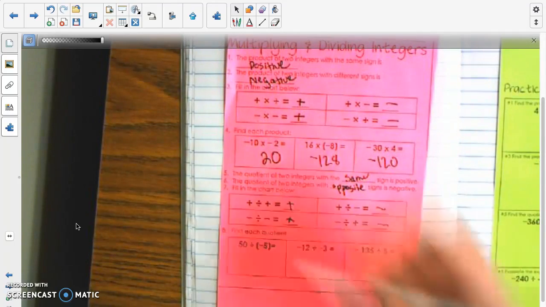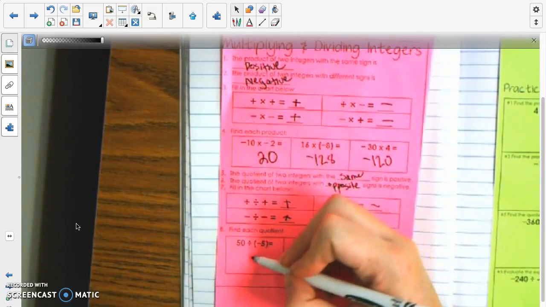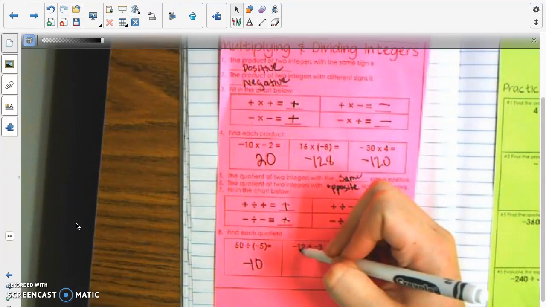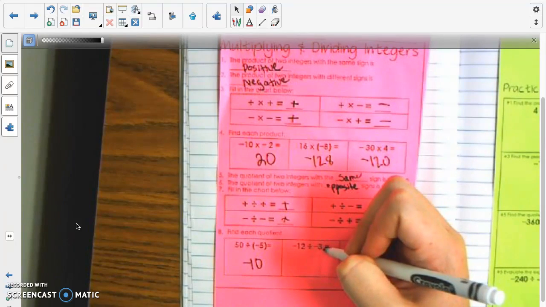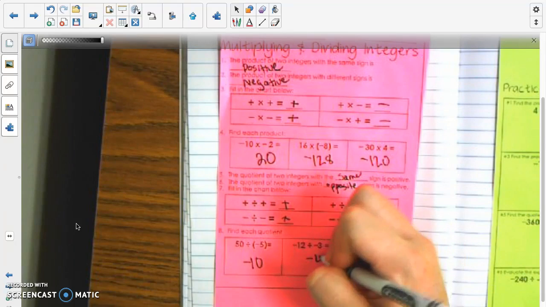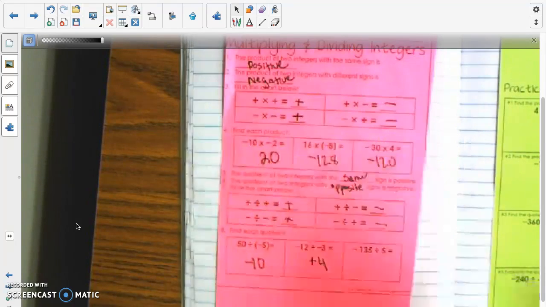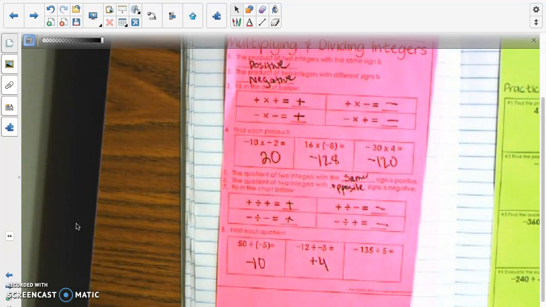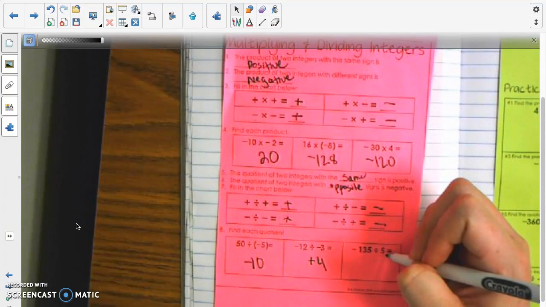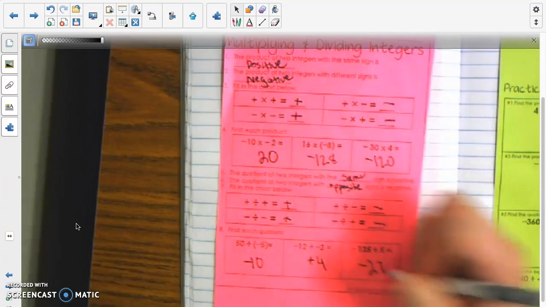So 50 broken up into 5 groups would be 10, but I have to do the opposite, so negative. Negative 12 broken up into 3 opposite groups. So negative 12 divided by 3 would be negative 4, but I have to do the opposite, so positive 4. Next one, we want to do negative 135 divided by 5. So negative 135 broken up into 5 equal groups will be negative 27.